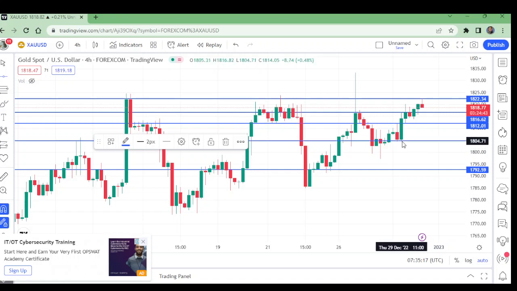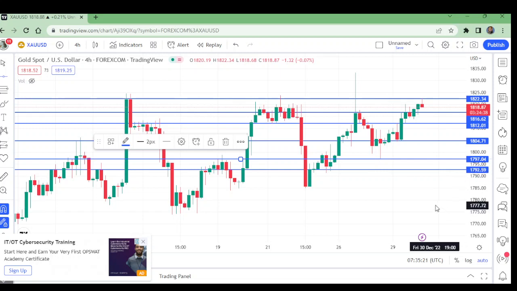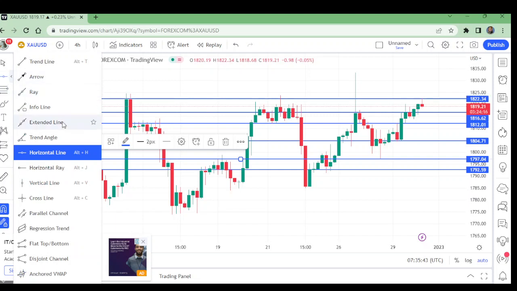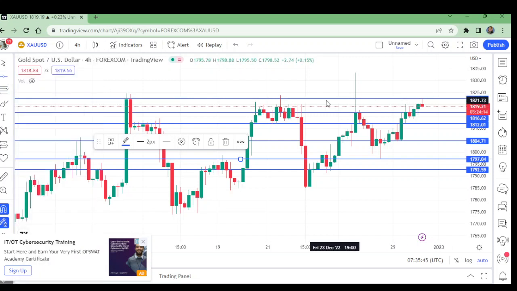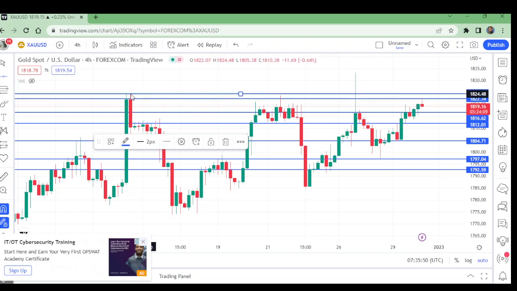This is a take profit option. This is a take profit option. 1792 is the last take profit option. 1, 2, 3, 4, 5 take profit options, and the stop loss exactly above these wicks. Now let me put the horizontal line here. Above this, but it is better to put the stop loss above this wick.